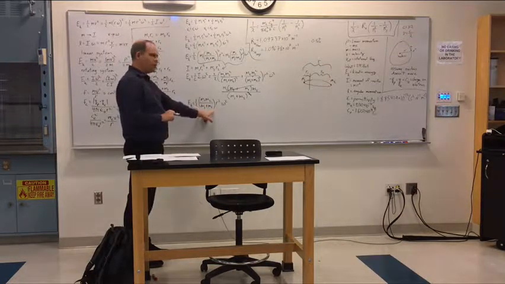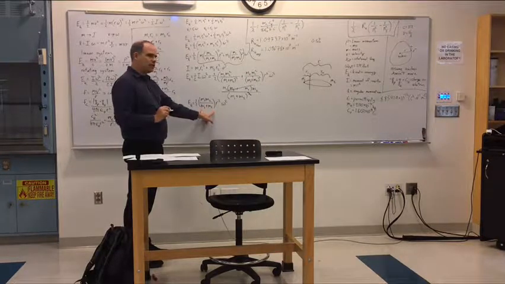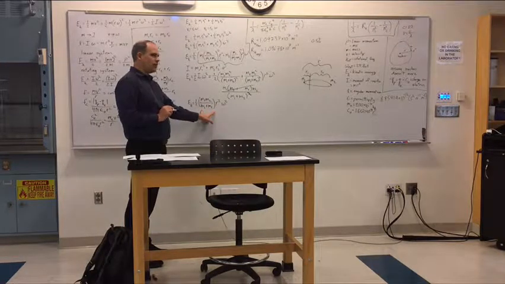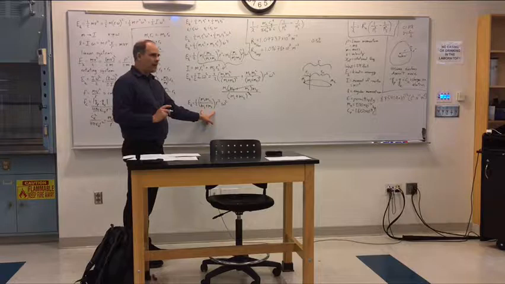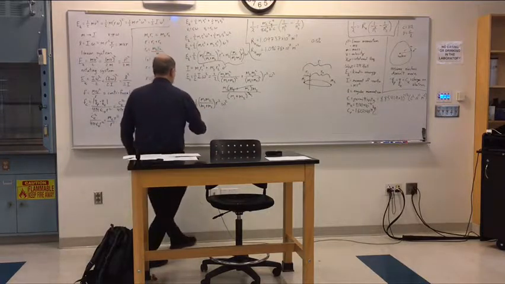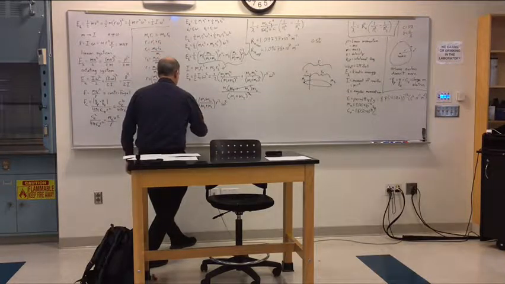So this term here inside the set of parentheses, this is a very specific value. This is called the reduced mass. It gets a symbol of a mu.